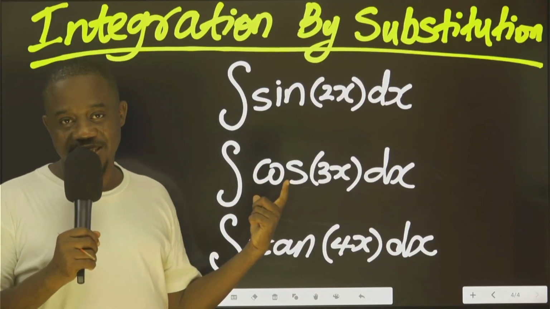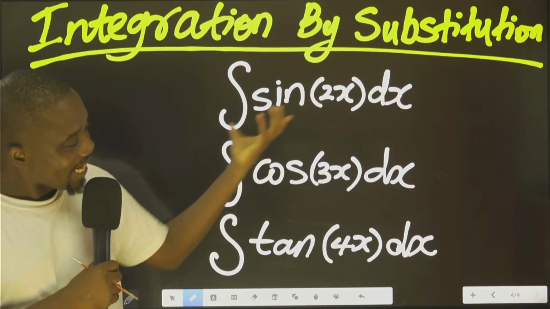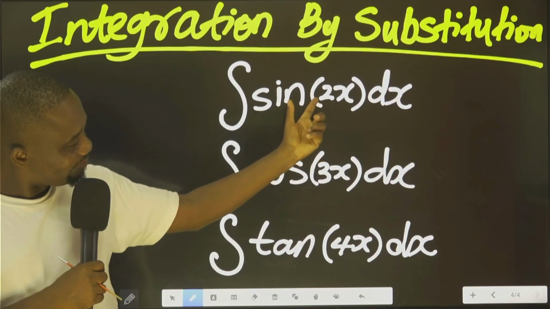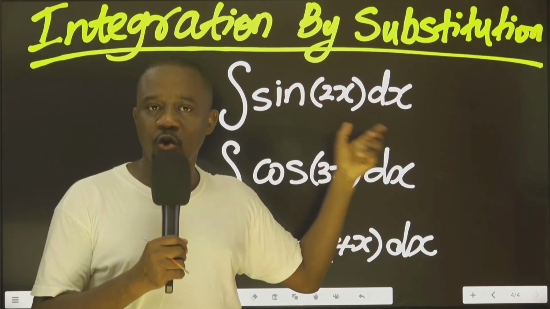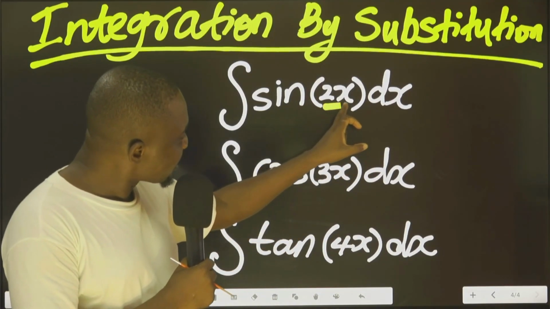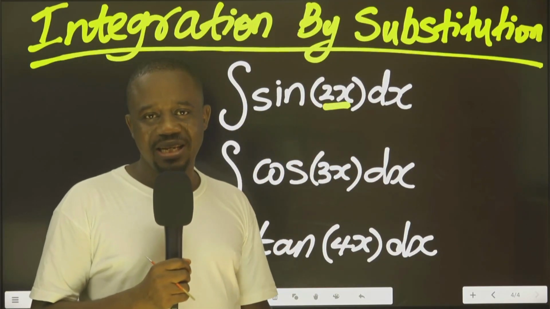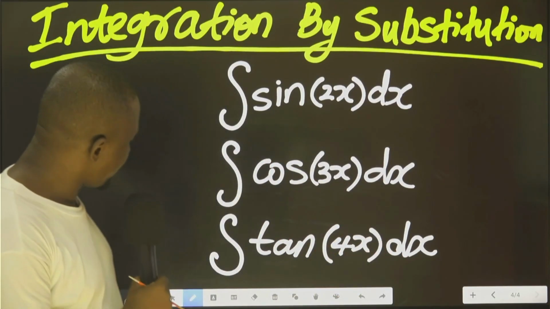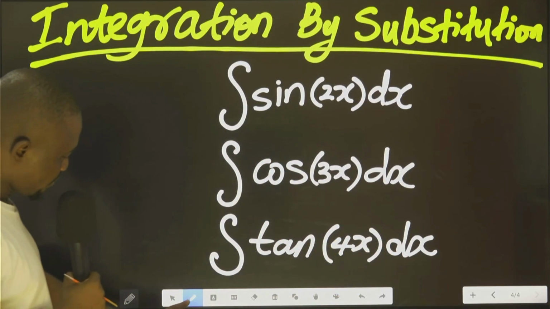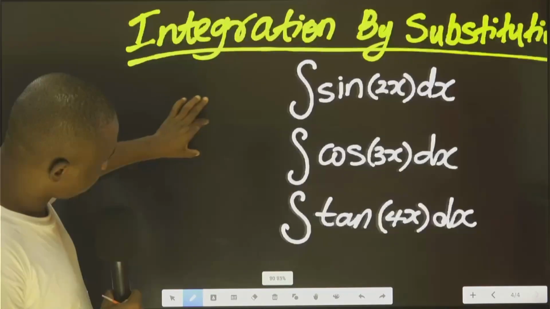Now let's look at this. If you are given any trig function, but the variable is double, triple, or 1 over something, a fraction, whatever, as long as what is here is not exactly x or theta, how do you solve that kind of question? Let's start with this first one.